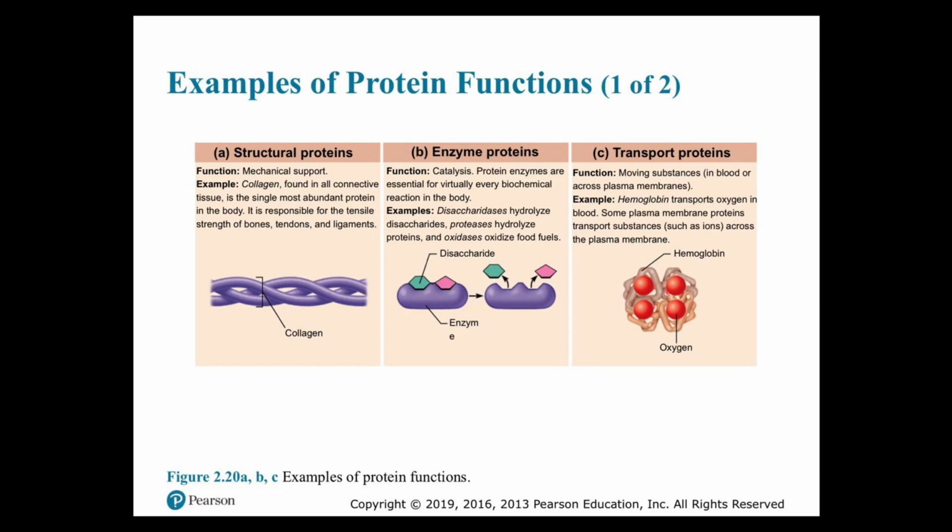The other category of protein functions is transport proteins. So these move substances, for example, in blood or across plasma membranes. A good example is hemoglobin. Hemoglobin is a transport protein that transports oxygen in the blood. Some plasma membrane proteins transport substances such as ions across the plasma membrane.